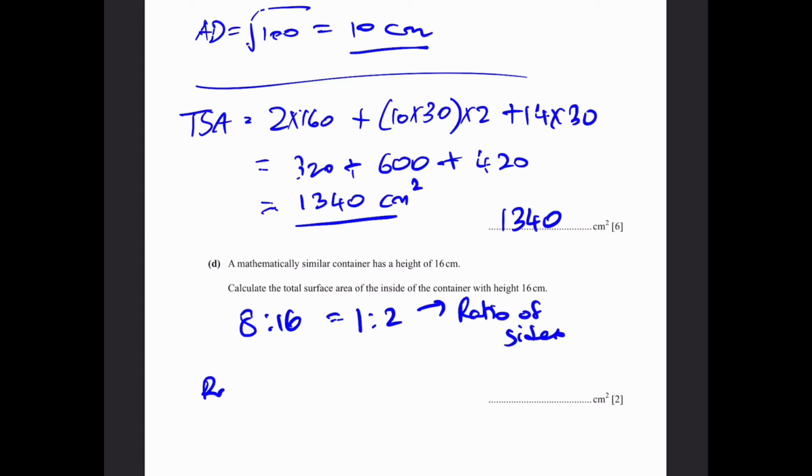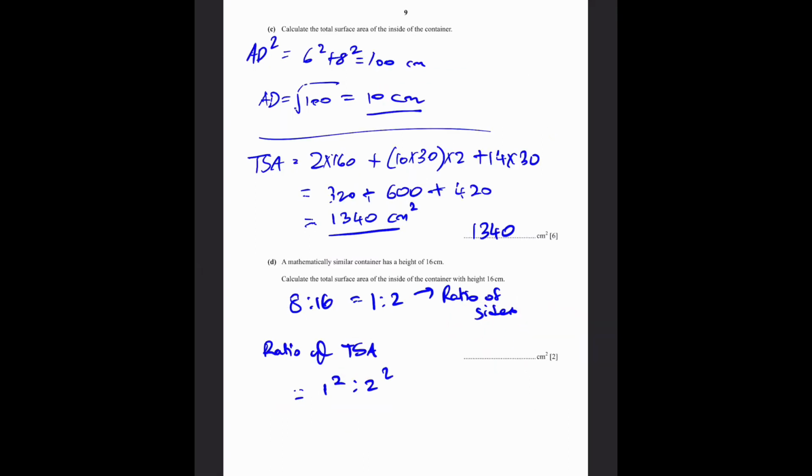Now the ratio of areas, or in this case total surface area, is going to be 1 squared is to 2 squared, since area equals a length squared. So we can write 1 is to 4. And since we have 1340 for our one part, 4 parts is going to be 1340 times 4. So total surface area is going to be 1340 times 4, which is equal to 5360 centimeters squared. That's our answer. Let's go to question 11.